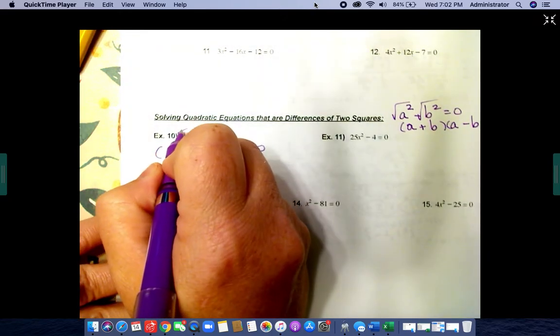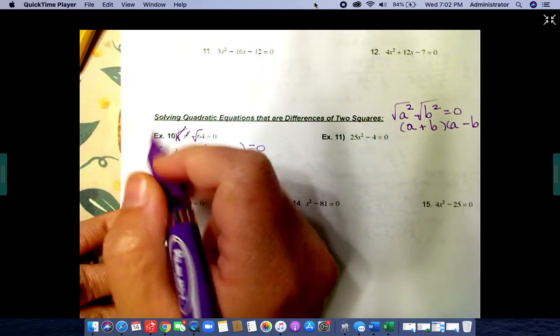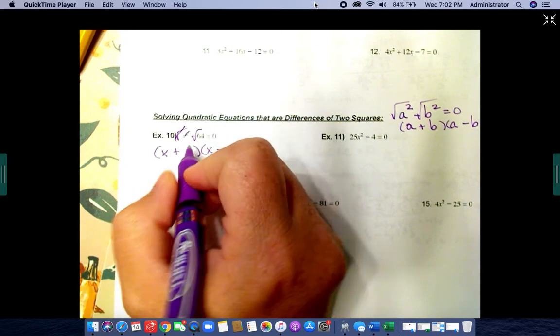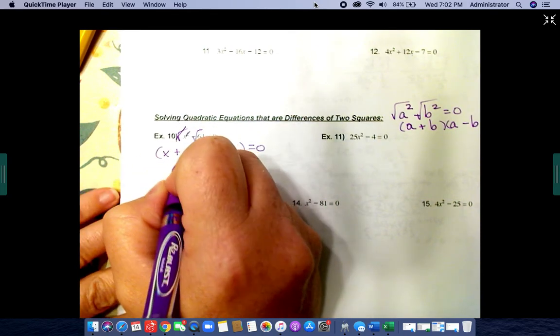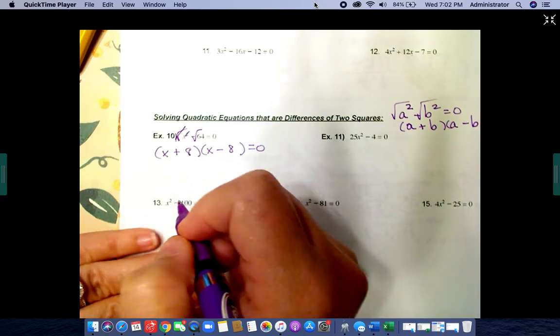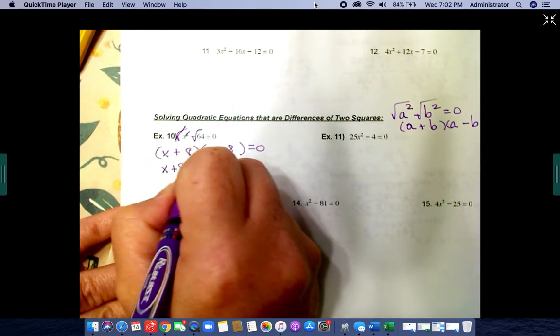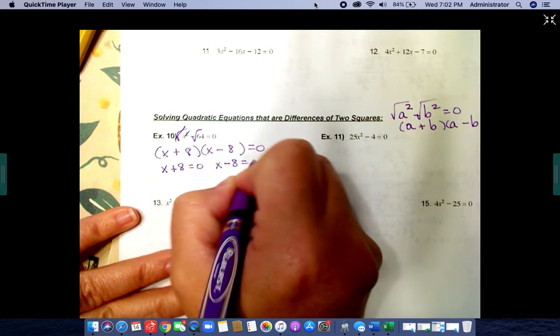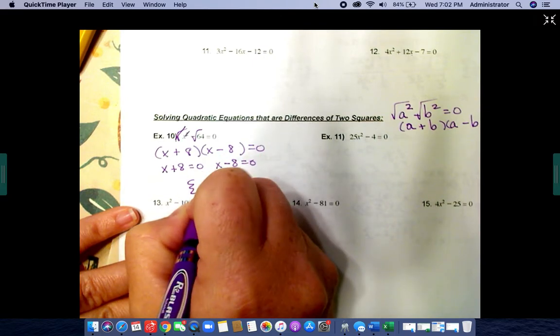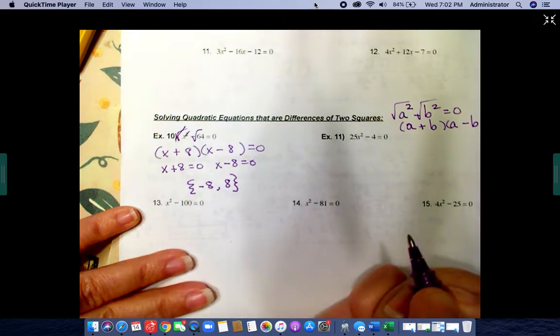So the square root of x squared, it actually cancels the squared, so we just get x and x. And the square root of 64 is 8. Put that in your calculator if you don't remember your difference of squares. So at this point, again, we set each factor equal to 0 and solve. So our x values are going to be negative 8 and positive 8.